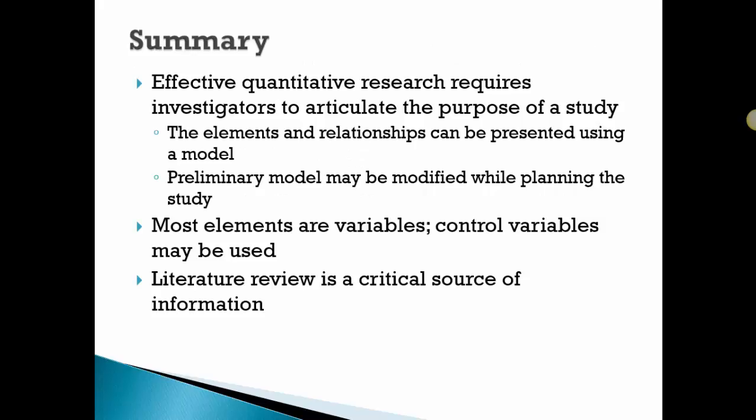So this is the finish of Chapter 1, and again, quantitative research requires investigators to articulate the purpose of the study. We talked about elements and relationships, the preliminary model. The elements are generally variables, control variables might be used, and literature review, which we talked about last week, is a critical source of information.